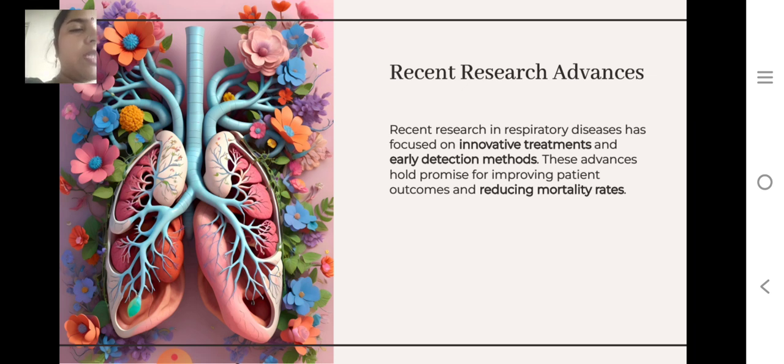Recent research advances. The recent research in respiratory disease has focused on innovative treatments and early detection methods. These advances hold the promise of improving patients' outcomes and reducing mortality rates.